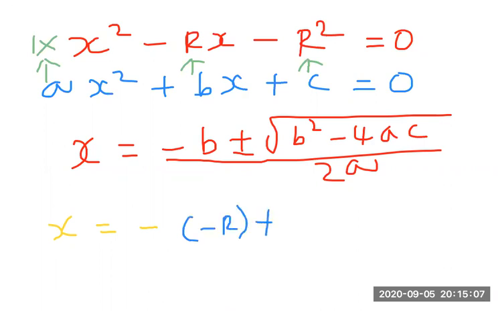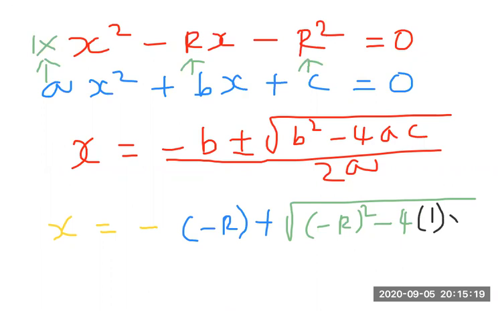Here again, what should I write? B square. That is nothing but minus R whole square, minus 4 into A value. What is A value? A value is 1. And C value? C value is minus R square. So minus R square, if I keep it in this square root like that, by 2 into A.